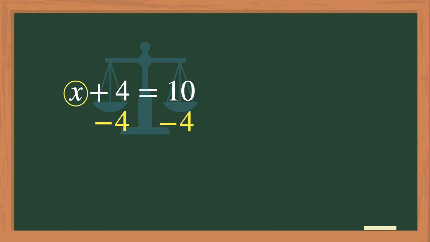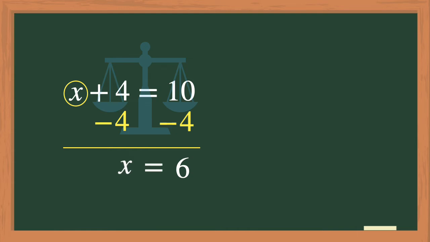Now we just need to complete the math calculations. So positive 4 and negative 4 create a zero pair. Remember, any number paired with its opposite is a zero pair. And since their value is 0, they basically cancel each other out, and you are left with x. Then you look at the right side of the equation and complete the calculation of 10 minus 4, which is 6. So x equals 6.